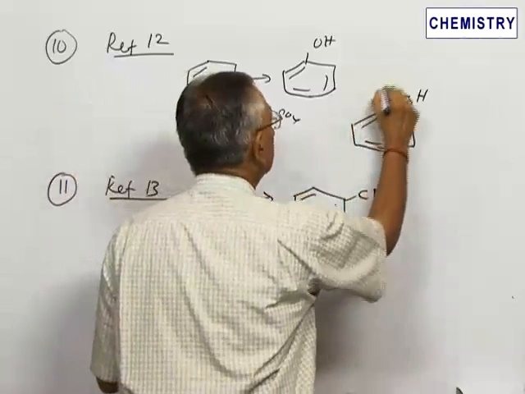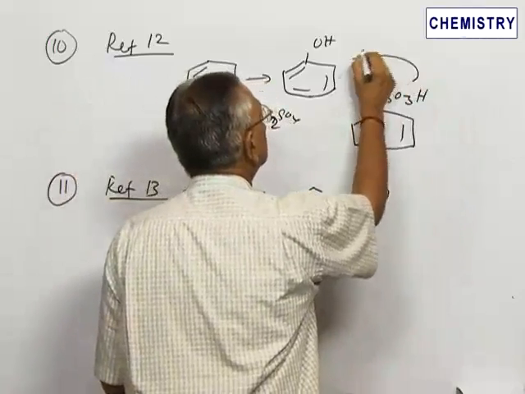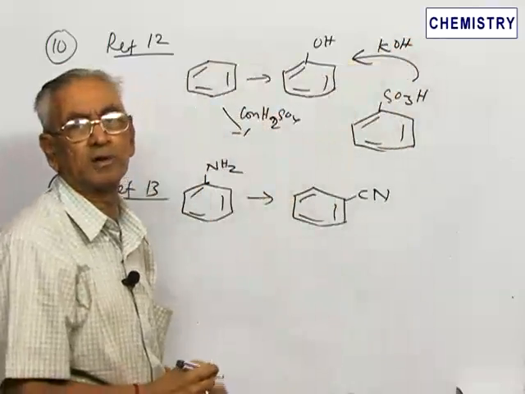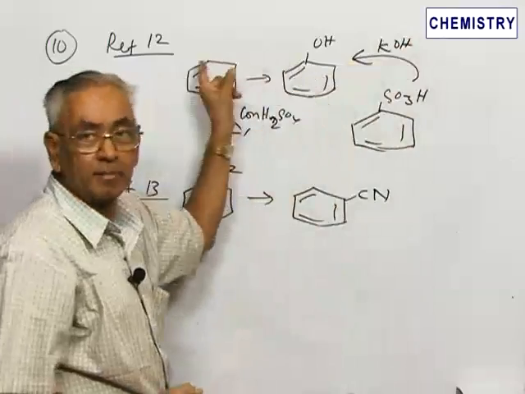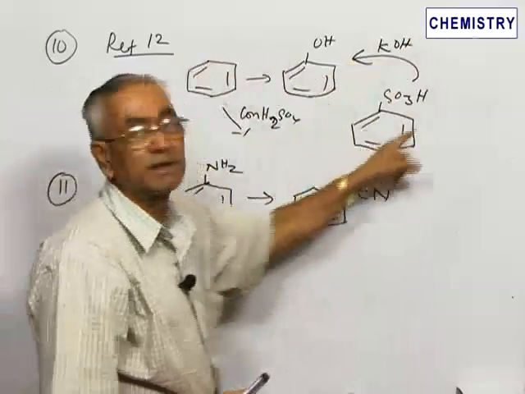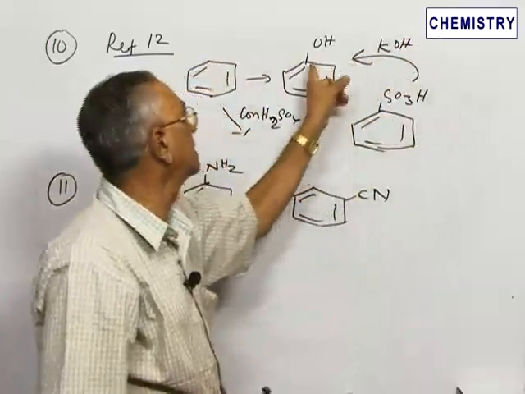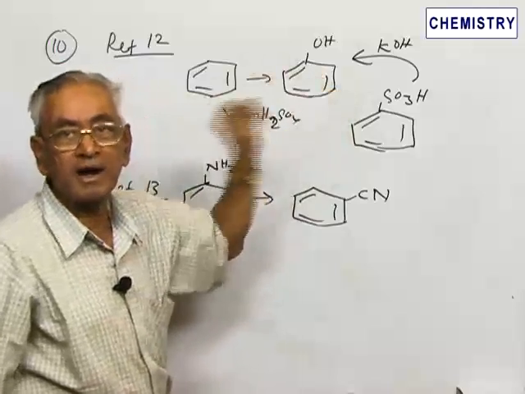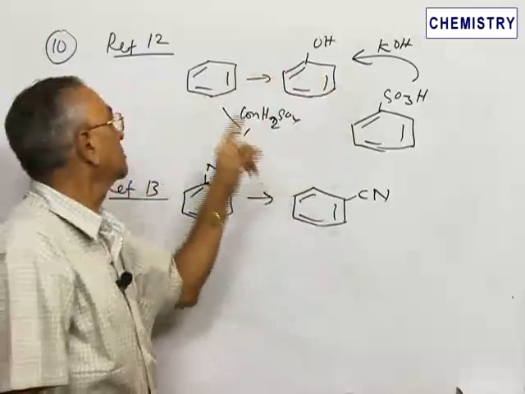This benzene sulfonic acid, on treatment with potassium hydroxide, fused with potassium hydroxide, will give phenol. So, phenol is not directly obtained from benzene, but through benzene sulfonic acid on treatment with potassium hydroxide, which will give rise to phenol. Alternatively, there is also another procedure.